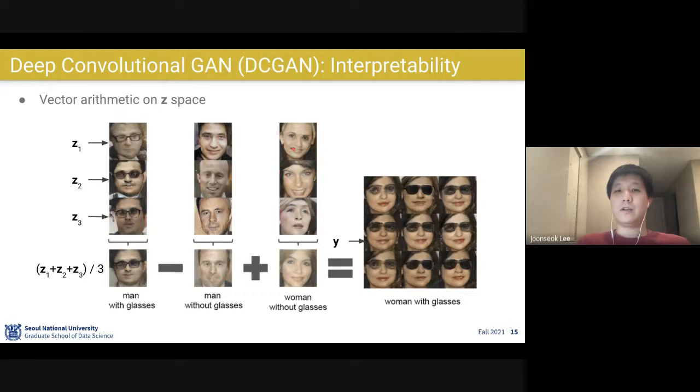So we take the subtraction: we subtract this one. That means man with glasses minus man without glasses. And then we add woman without glasses. Then what would we expect? Woman with glasses, right? We just remove the components of without glasses from this one, and then add woman. So then what we would like to have is the woman with glasses. So this was possible with these embeddings, and they argued that they kind of provided interpretability of the vectors, which is interesting to see.